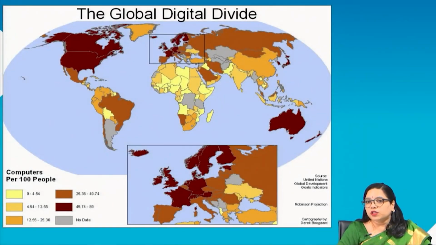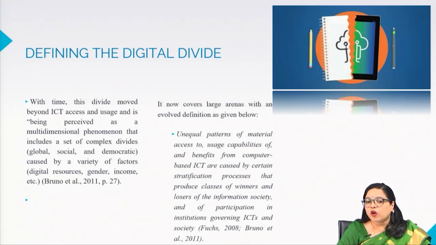According to Bruno and others, with time, this divide has moved beyond ICT access and usage and is being perceived as a multidimensional phenomenon that includes a set of complex divides like the global, social and democratic, caused by a variety of factors like digital resources, gender, income, etc. It now covers large arenas with an evolved definition as unequal patterns of material access to, usage capabilities of, and benefit from computer-based ICTs are caused by certain stratification processes that produce classes of winners and losers of the information society and of participation in institutions governing ICTs and the society.